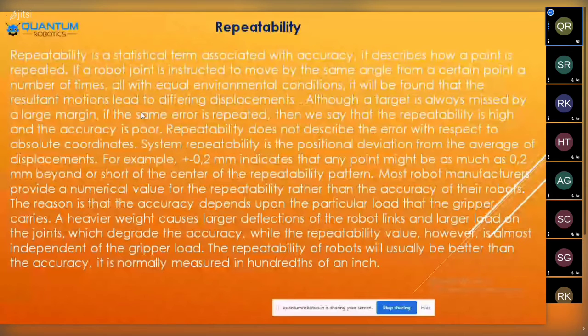And in a particular environmental condition, the working space of a robot is the space within which it executes the particular task only.